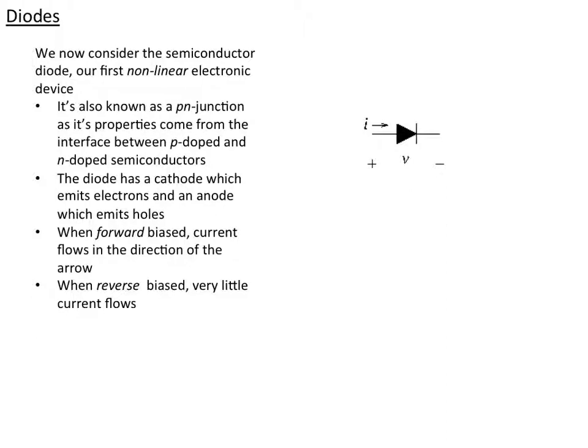When we forward bias the diode, meaning the voltage over here is higher than the voltage over there, then a current will flow in the direction of the arrow of the diode. So think of the black triangle as an arrow that tells you which way the current will flow. However, if we try to get current to flow backwards by making the voltage on this side higher than that side, we will not get any current to flow.